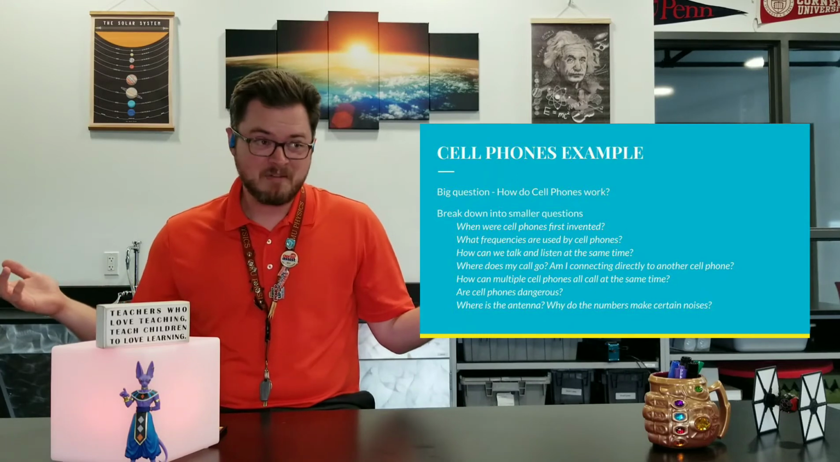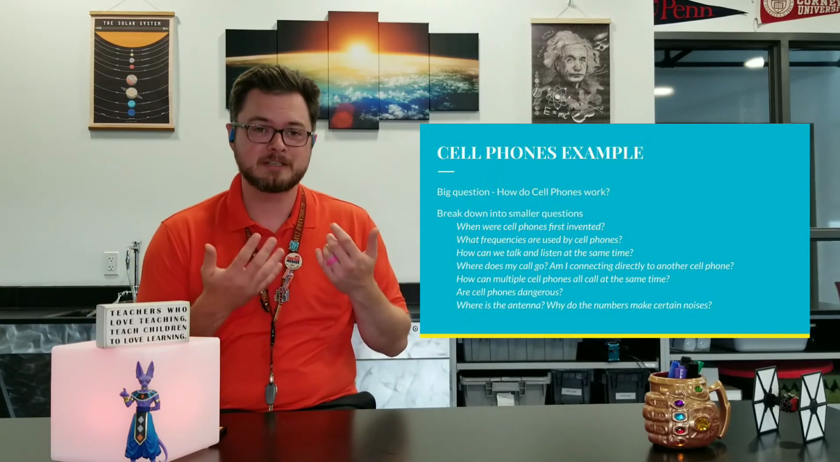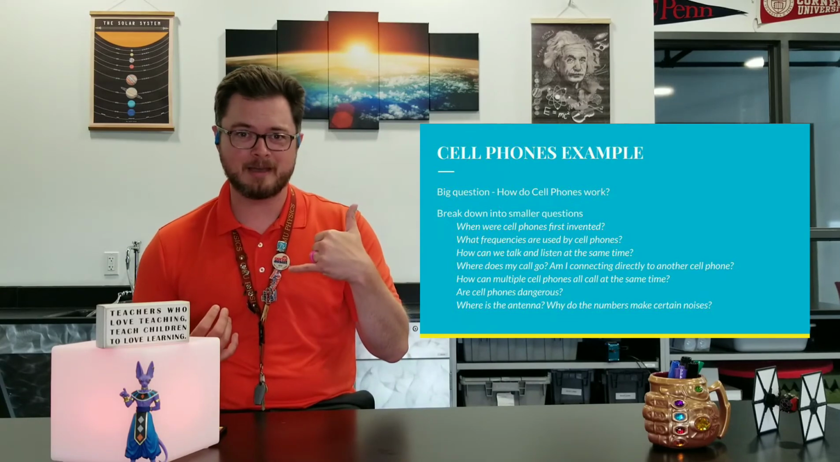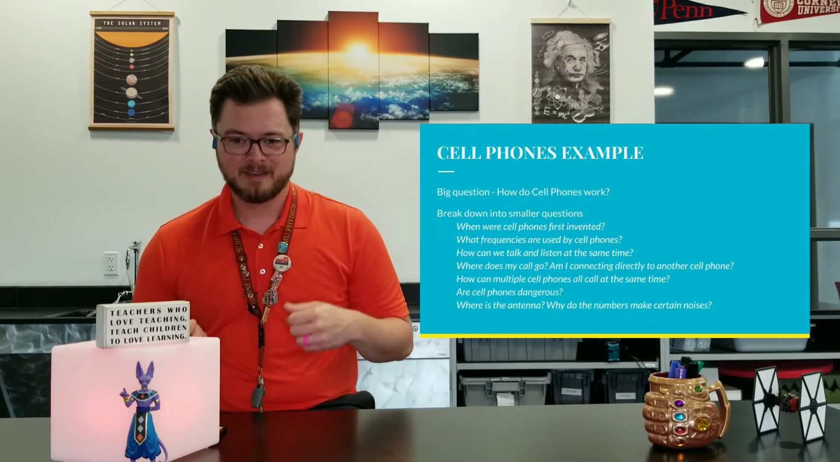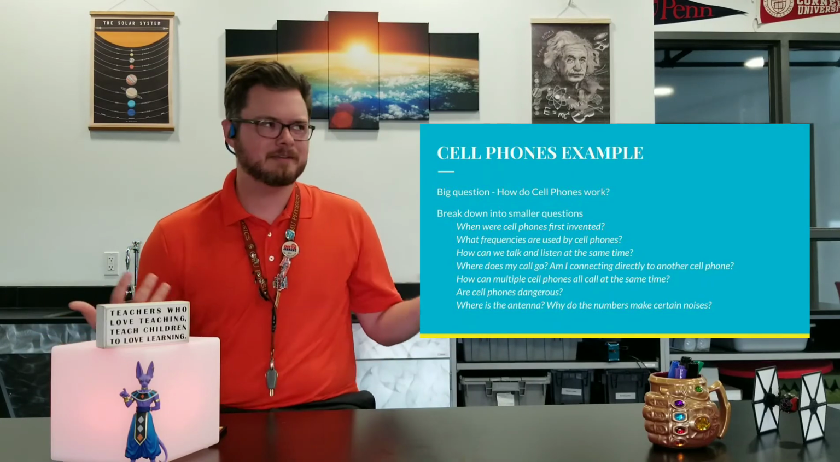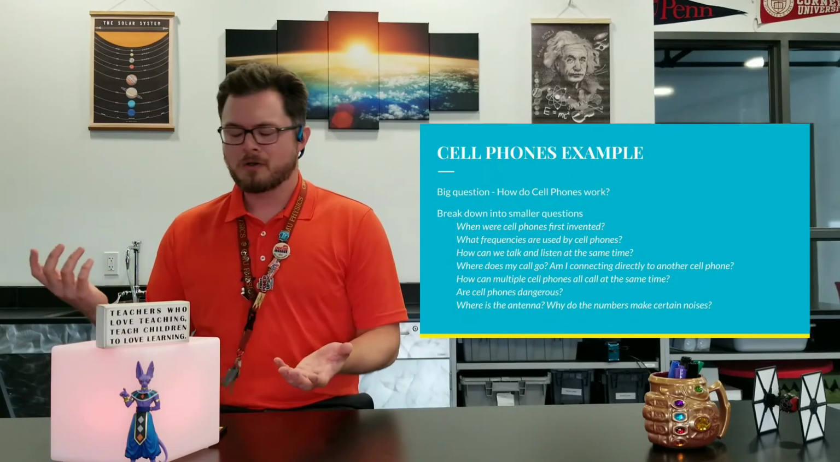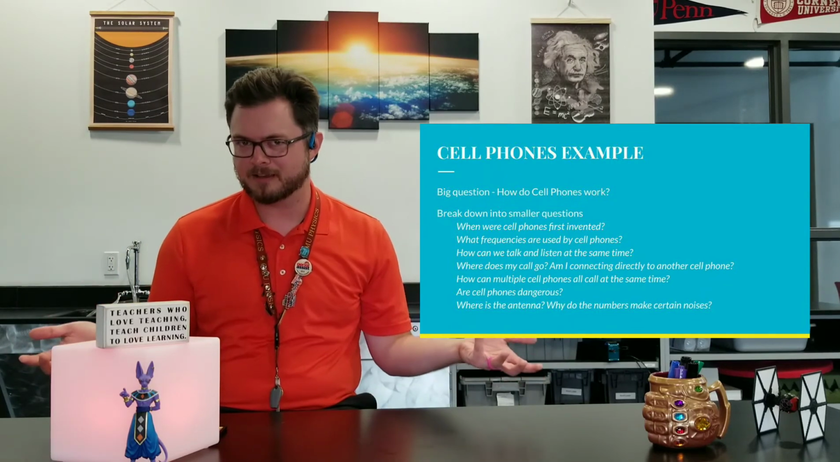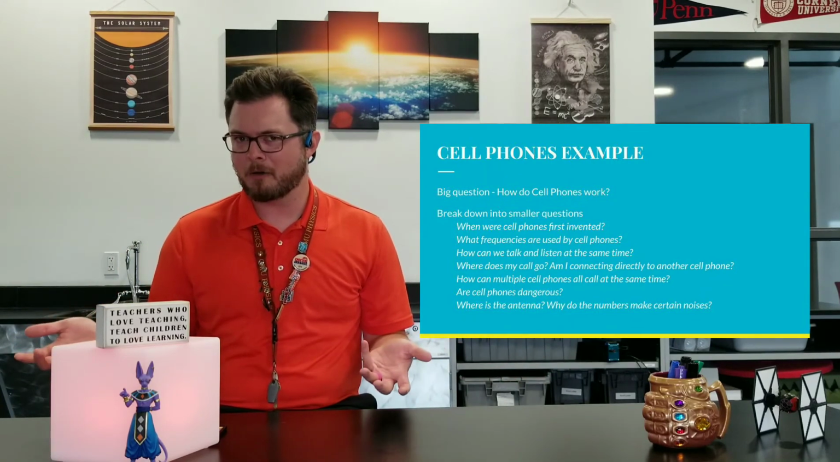And then, are cell phones dangerous? Is the frequency being used by cell phones something I should be worried about and not putting beside my head? And then, where's the antenna? I thought radios had antennas, TVs had antennas. So why don't cell phones have antennas? I mean, they used to, but now where are they? What do they look like? Why can I call people without an antenna?